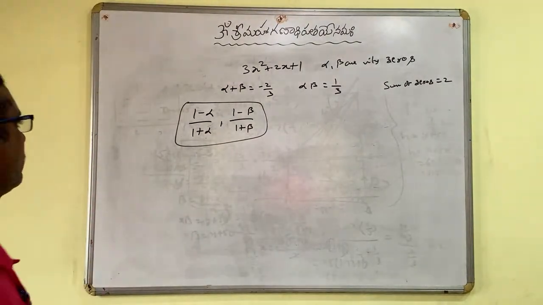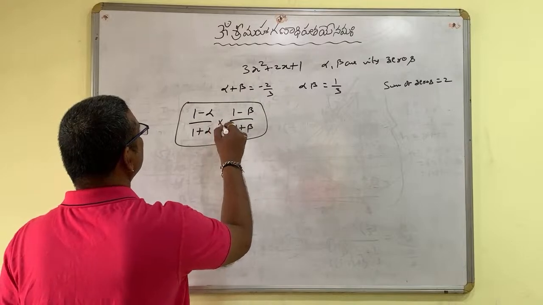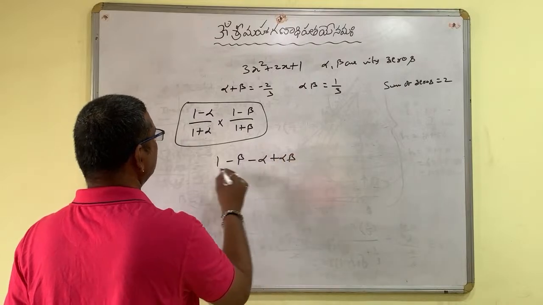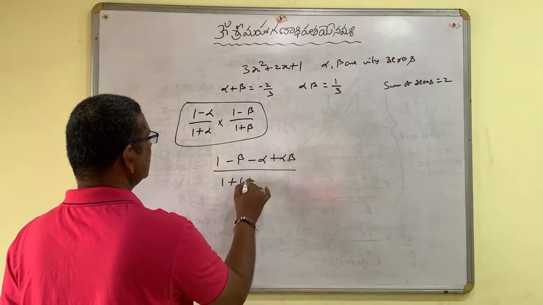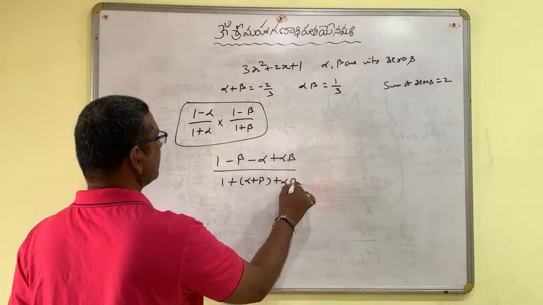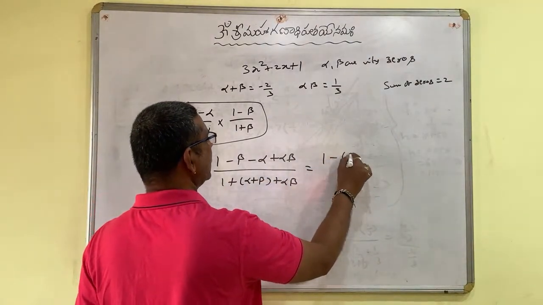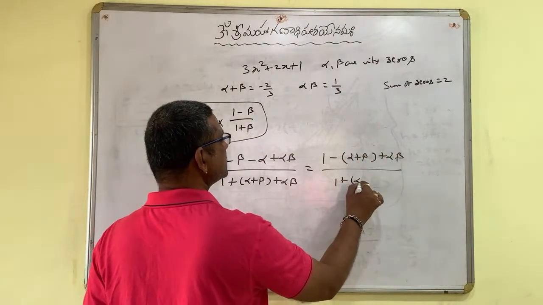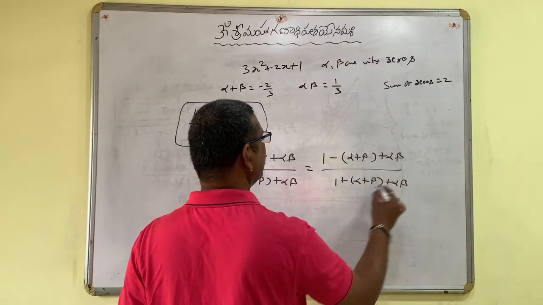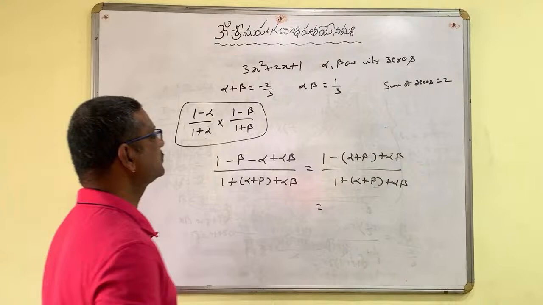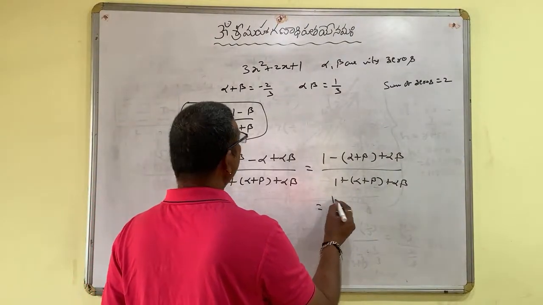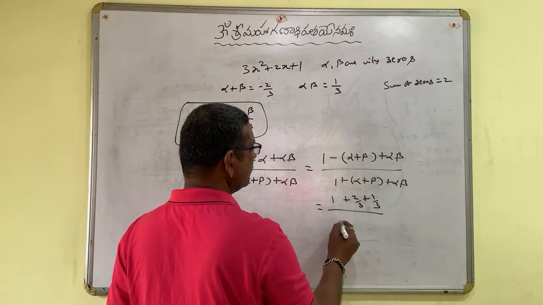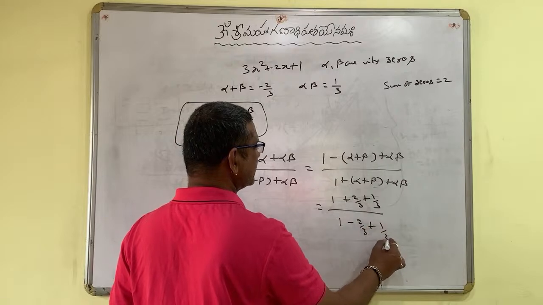We will multiply. Product means into (1 minus beta minus alpha plus alpha beta) by (1 plus alpha plus beta plus alpha beta), which is 1 minus half (alpha plus beta) plus alpha beta by 1 plus alpha plus beta plus alpha beta. Now insert the values: 1 minus half minus 2 by 3 plus 2 by 3 plus 1 by 3 by 1 minus 2 by 3 plus 1 by 3.